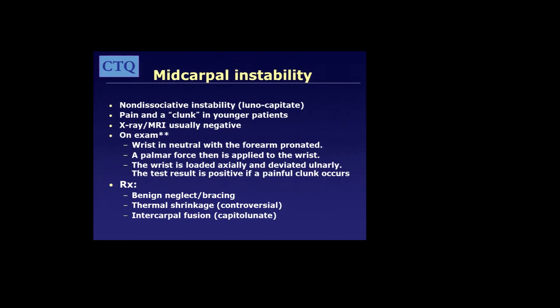In most patients, benign neglect is the way to go, but if you have someone that is symptomatic and not responding to conservative treatment, then either thermal shrinkage, which is highly controversial, or the more accepted yet much more invasive salvage type procedure, a partial capitolunate fusion.